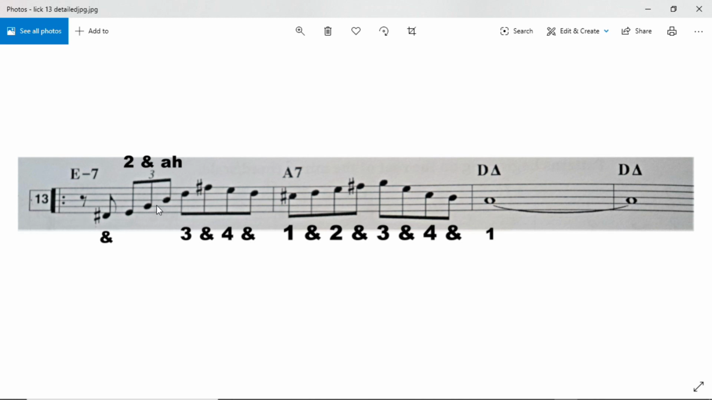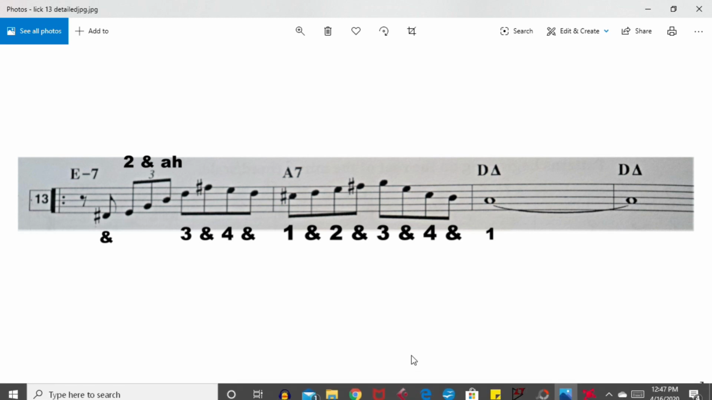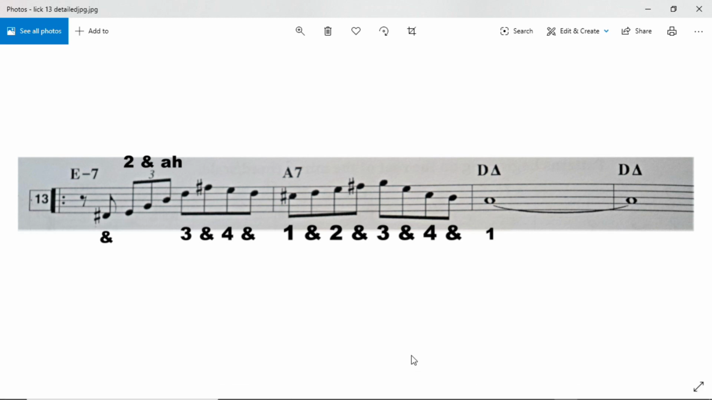Because if you listen to the first 4 notes, what's happening is it's almost trying to catch up to the time, right? So if you hear me go 1, 2, 3, 4, 1 and a 2 and a, you see that and a 2 and a is kind of trying to catch up with the time of the rest of the lick, right? So 1, 2, 3, 4, 1 and 2 and a, 3 and 4 and 1 and 2 and 3 and 4 and 1.